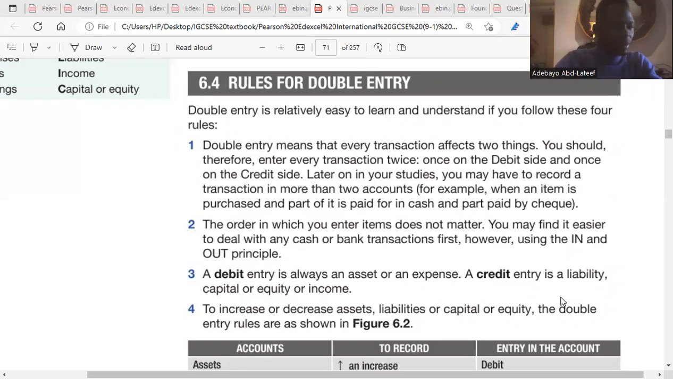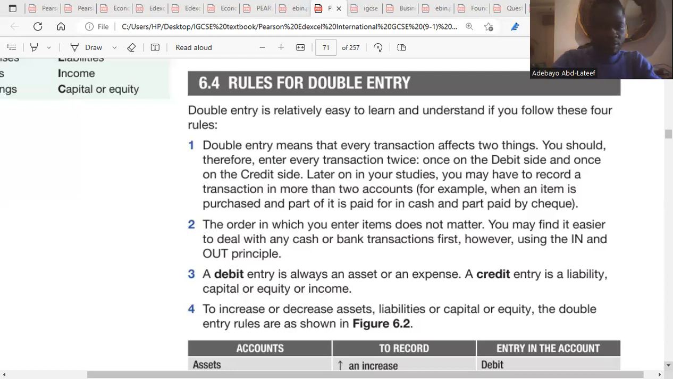Is it clear? Yes. The second one, the order in which you enter items does not matter. You may find it easier to deal with any cash or bank transaction first. However, using the in and out principle, what matters is posting the transaction. So you could start with bank, you could start with cash. It doesn't matter. You must just ensure that you make your postings and you know which one is going to be debited and which one is going to be credited.